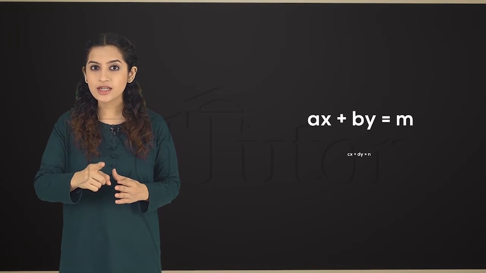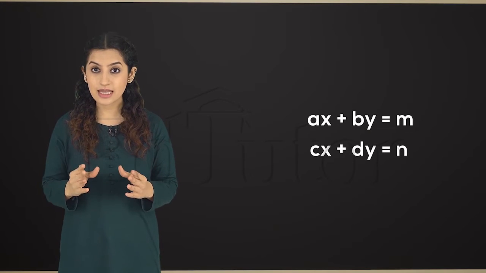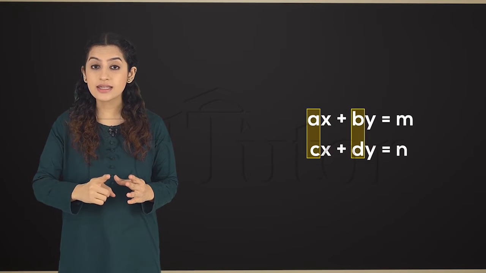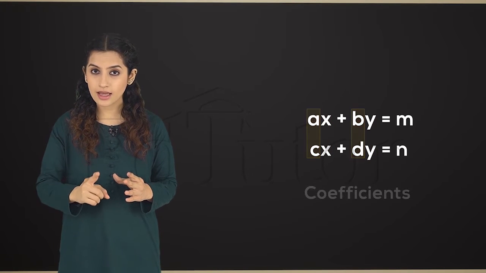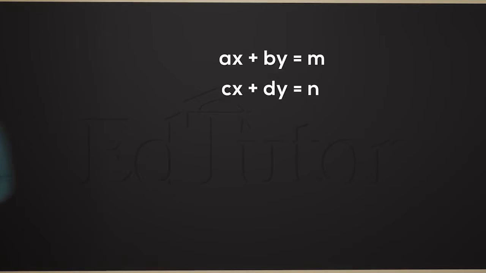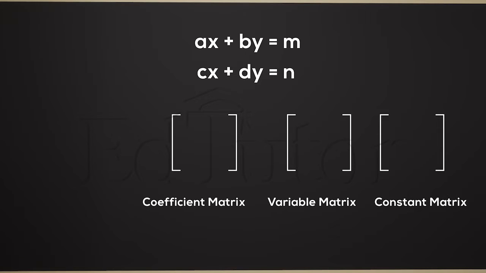You know this equation? It's the same one from the first lesson of this section. From the same lesson, we know that x and y are the variables. The numbers next to them are coefficients, and of course, we have the constants on the right side. We make three matrices from the equations: a matrix of coefficients, a matrix of variables, and a matrix of constants.